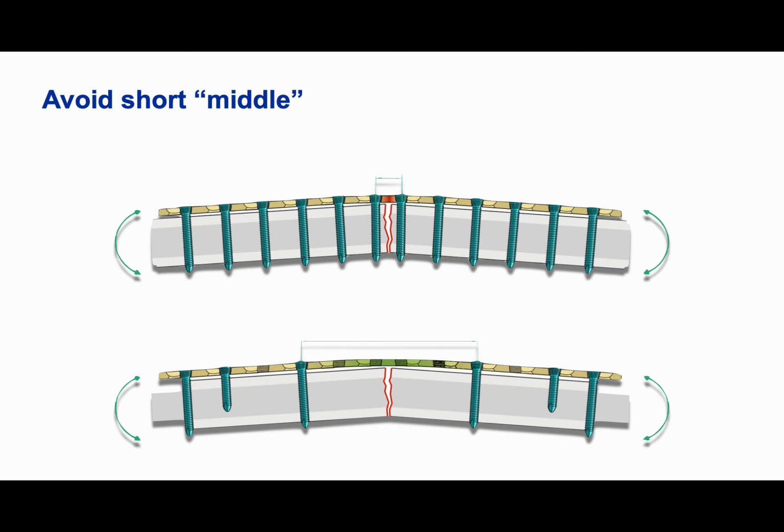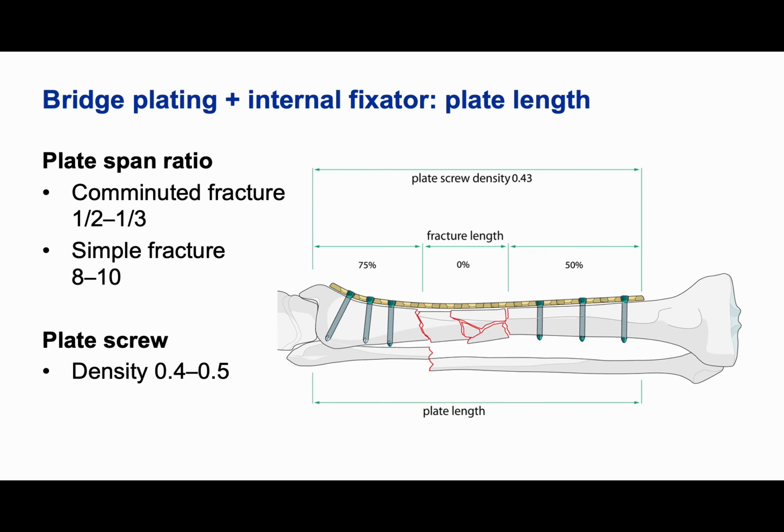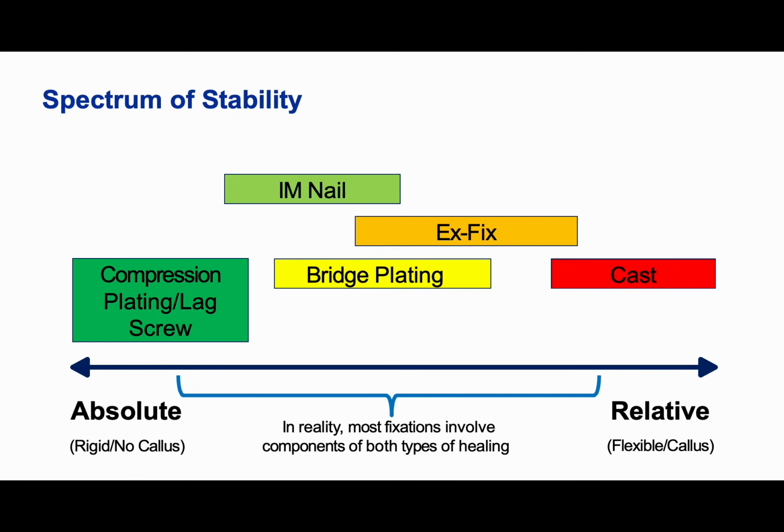Remember to avoid a short middle portion of the plate to prevent stress concentration and fatigue failure of the plate, and to respect the principles which govern plate span ratio and the screw density. I believe that questions will be asked at the end, so in summary, we have to understand that the spectrum of stability and the mechanical environment allow the surgeon to select the appropriate type of fixation and obtain the desired mode of bone healing.